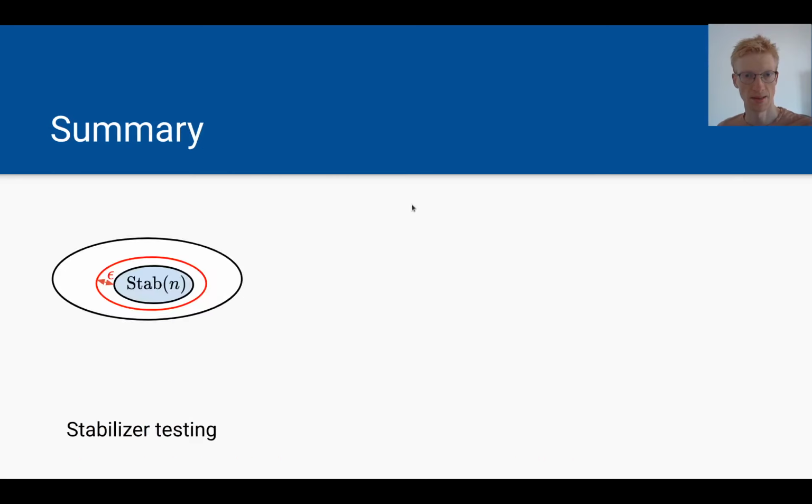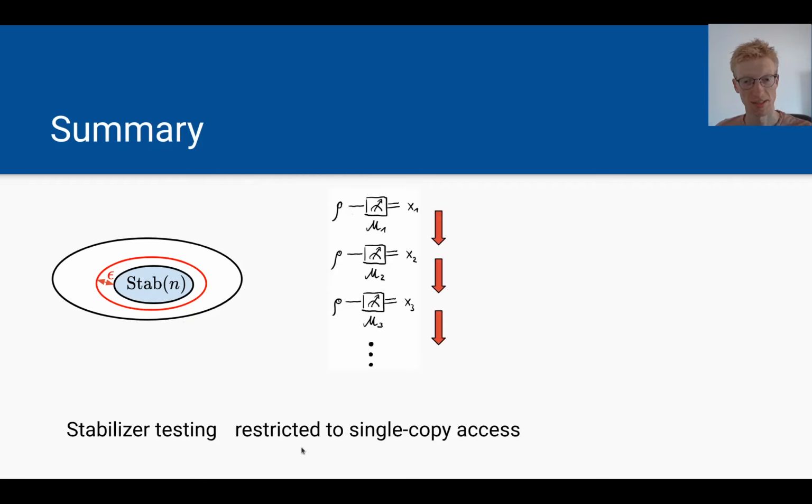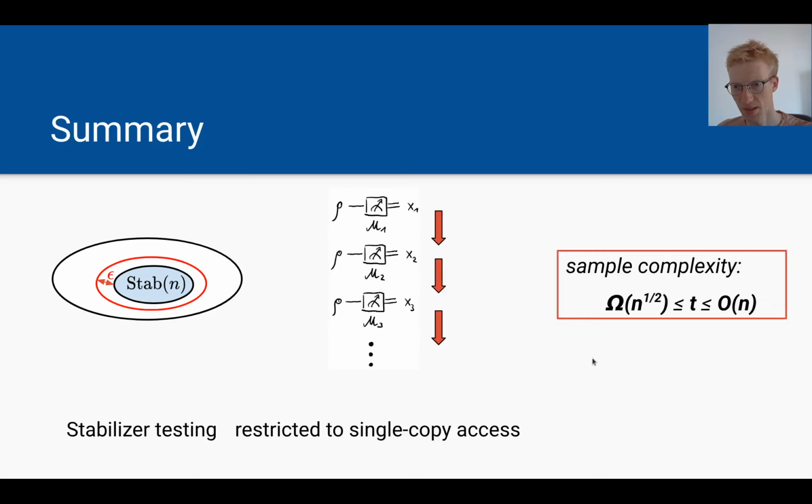Okay, now let me wrap up. We studied the task of stabilizer testing, which is the task of detecting the non-trivial presence of magic in a quantum state. But we studied this under the restriction to single copy access only. And our main result is the sample complexity characterization that says that the sample complexity of this task lies somewhere in between square root of n and a linear amount of copies necessary.